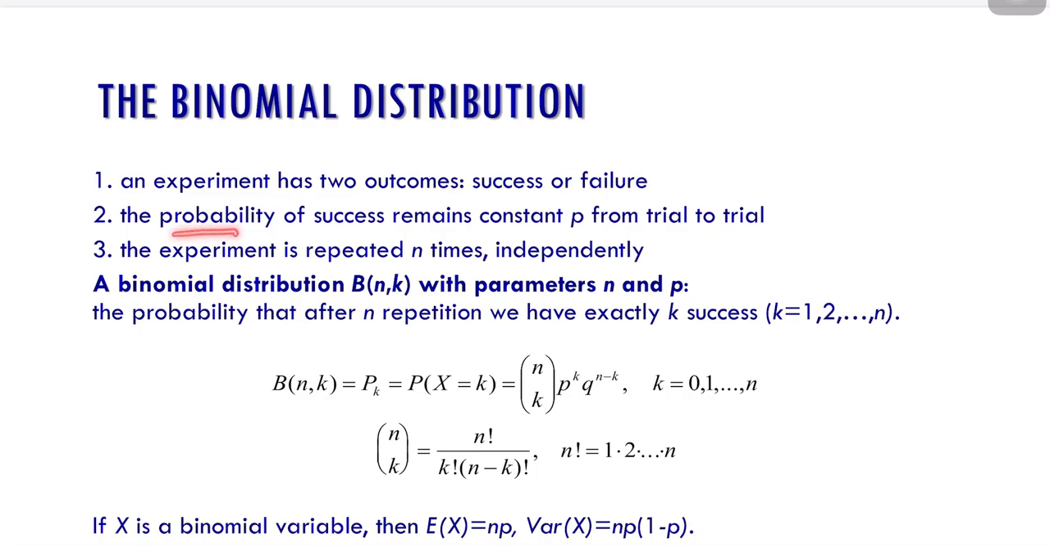The probability of success remains a constant p from trial to trial, which is very important in this type of statistical method. We care about the success, and also we care about failure. The experiment is repeated n times, usually independently. It's very important, and we can say these are the three rules.